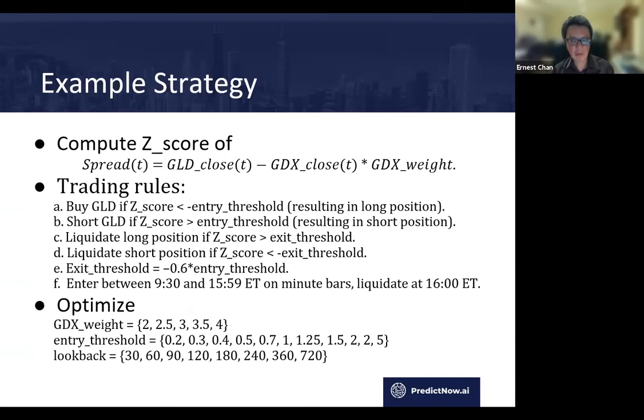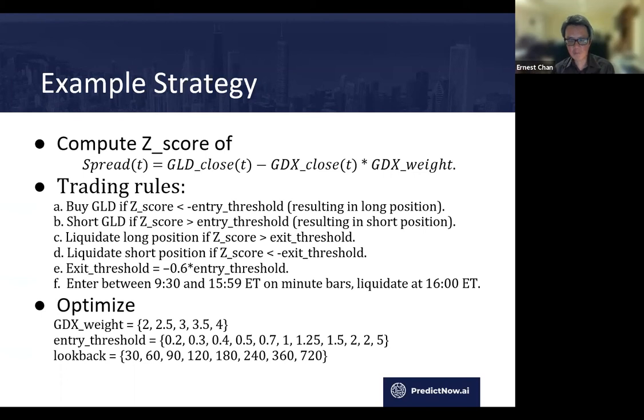So to apply it to the specific Bollinger Band strategy on GLD GDX, I'll list the exact trading rule. The spread is given by GLD minus GDX times their weight. The trading rule is a typical Bollinger Band trading rule. We start trading in the morning and exit at the close. Okay, it's a day trading strategy. We enter when it exceeds a certain threshold, we exit when the z-score is lower than a certain exit threshold. Very typical. So I don't want to waste your time to go through them.